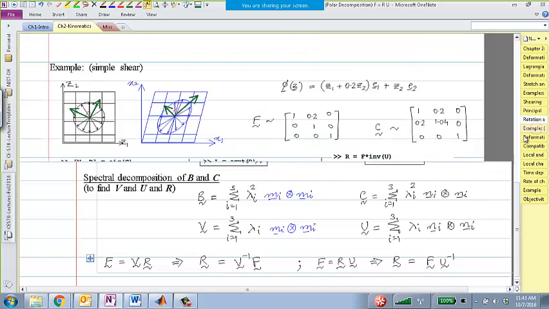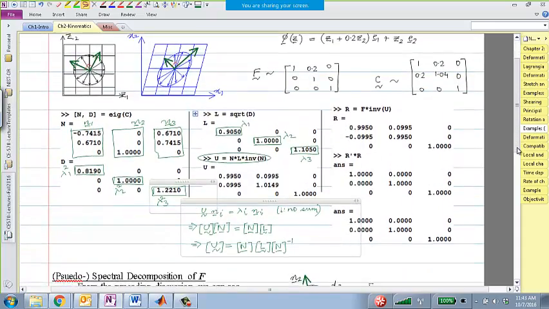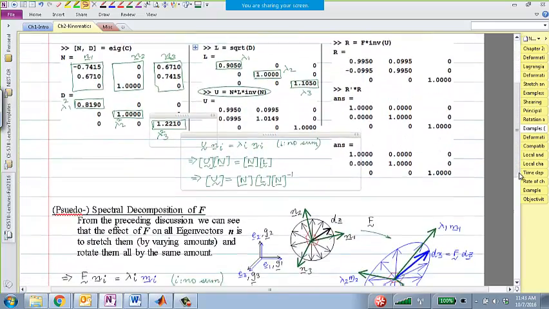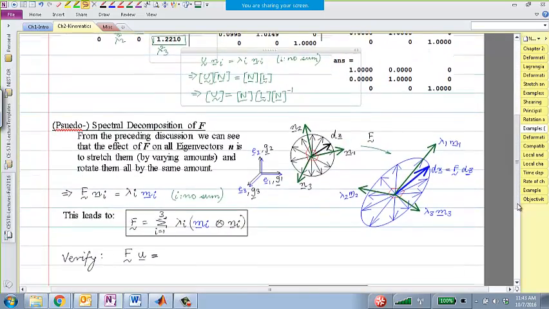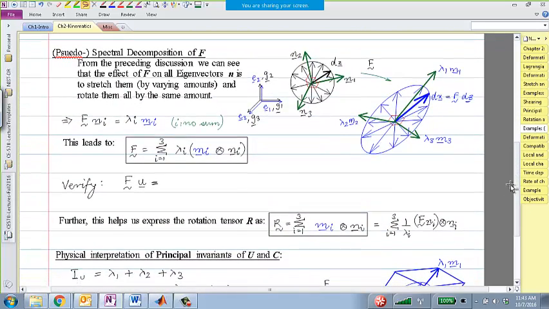And we went through an example in MATLAB for the simple shear example, where this example is posted on Blackboard. So you can take a look at that and try to understand. And if there are questions, obviously either post them to the discussion forum or bring them to my office hours.